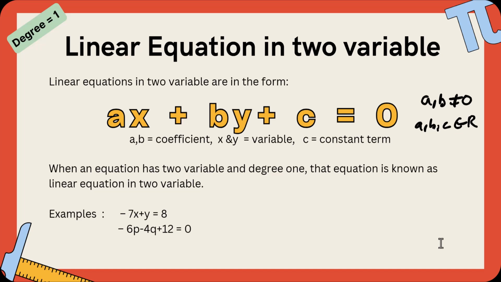There are two variables. So the examples are like minus 7x plus y is equal to 8, minus 6p minus 4q plus 12. So minus 7x plus y is equal to 8 can be rewritten as minus 7x plus y minus 8 is equal to 0. What is your a here? Your a here is minus 7, right? What is your b here? B here is 1. What is your c here? C here is minus 8. So this is the standard form.